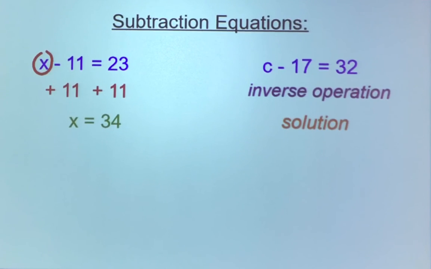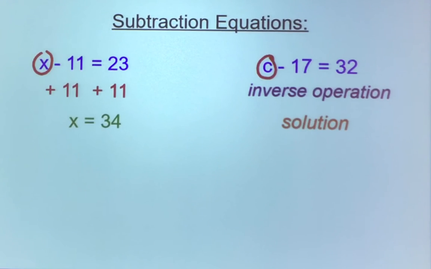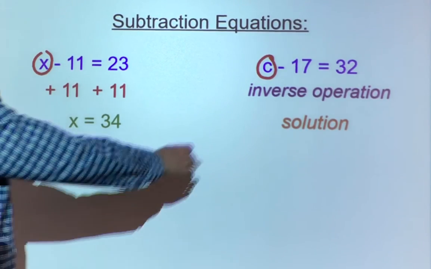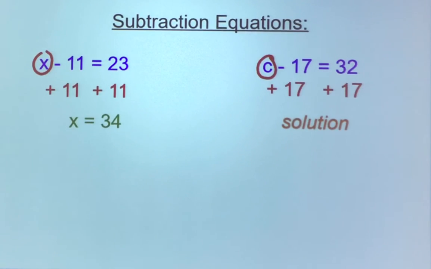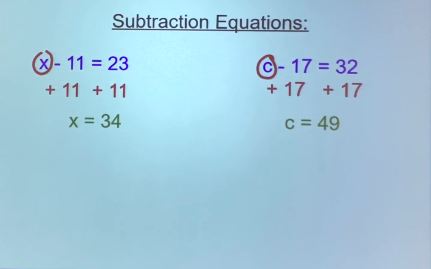One more example and then you guys can get rolling on your assignment. The next one says c minus 17 is equal to 32. Is that variable isolated? Well, where's our variable? C is our variable. Is it isolated? Nope. What are they doing to it? They're subtracting 17. What's the inverse of subtracting 17? Of course, it's adding 17. So we're going to add 17 to both sides. And when we do that, negative 17 and positive 17 cancel out. Our variable's isolated. On the other side, we have 32 plus 17. So our solution is c is equal to 49.